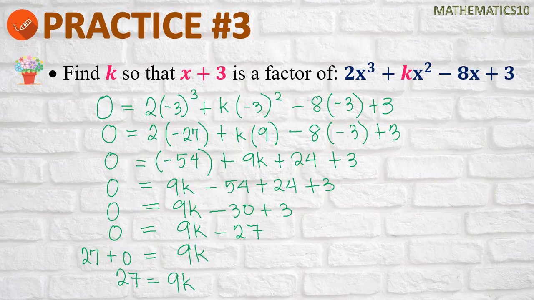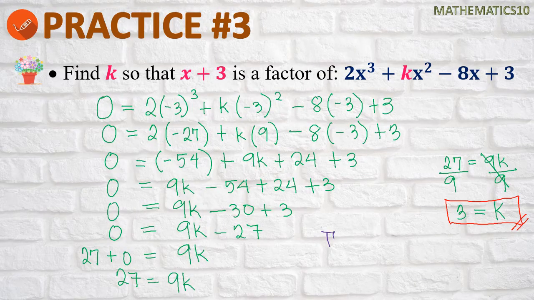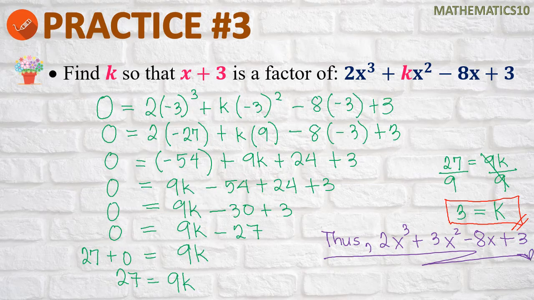So continuation, since we have 27 equals 9k, we are supposed to find the value of k only, so we are going to divide both sides by 9, and there we will have 27 divided by 9 is 3. Therefore, our final answer here is 3. Okay, k is equal to 3. If k is equal to 3, thus we can say the polynomial will be 2x cubed plus 3x squared minus 8x plus 3. And here we are done. That's it.